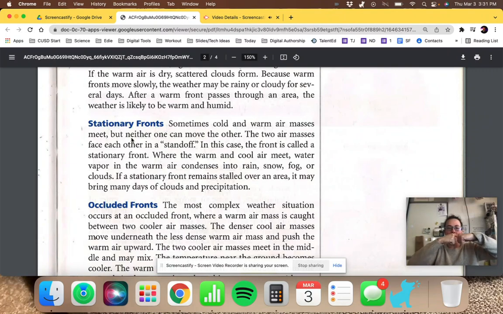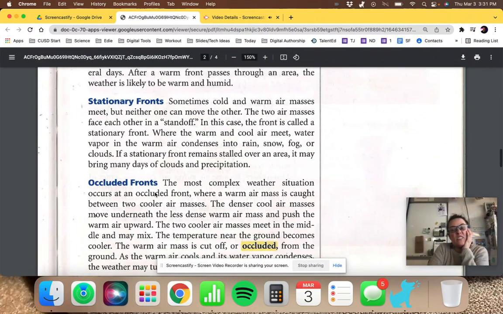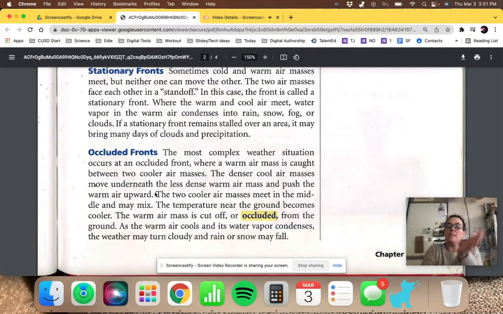The two air masses face each other in a standoff. In this case, the front is called a stationary front. Stationary, not moving. When the warm air and cold air meet, water vapor in the warm air condenses into snow, fog, rain, or clouds. If a stationary front remains stalled over an area, it may bring many days of clouds and precipitation. And the occluded front.